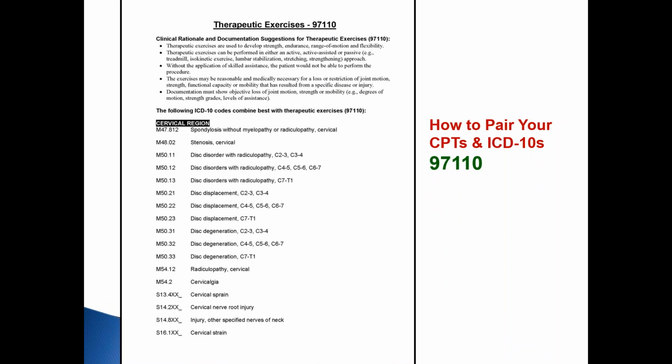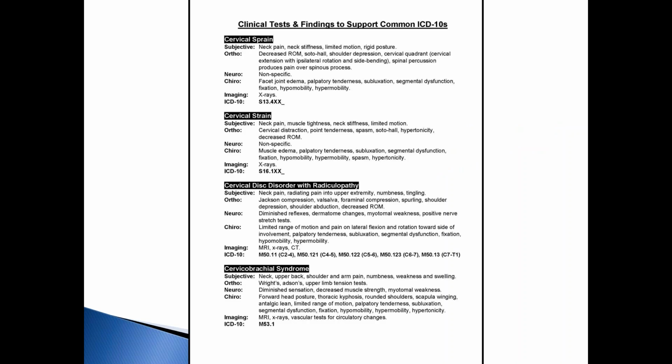I wrote a book on how to pair your CPT codes to your diagnosis codes. Also in the book is this, here's a page out of the book that gives you a diagnosis, and then it gives you the neuro, the chiro, the subjective findings, the ortho findings to help substantiate. For example, you're going to diagnose a patient with cervical radiculopathy. Make sure you do a little Jackson compression, foraminal compression, check range of motion, check reflexes, check for myotomal weakness. That'll help you justify your diagnosis.